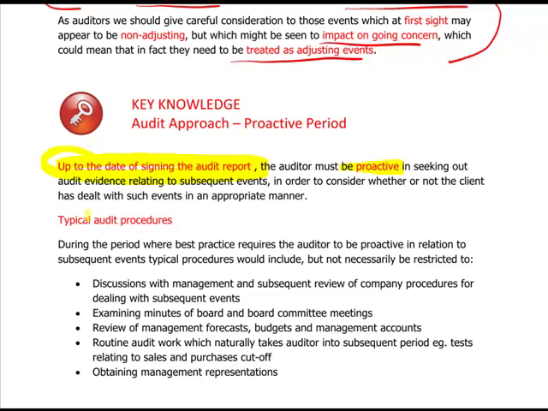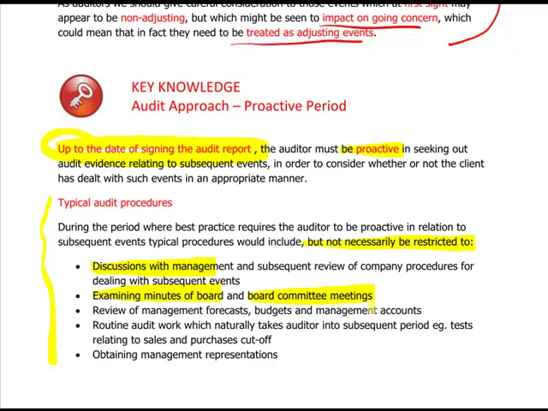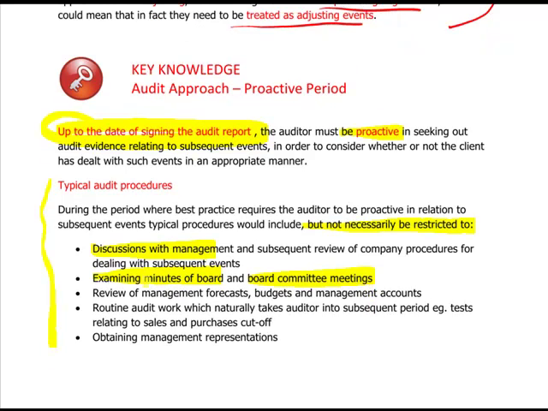Now, typical audit procedures are described here. So during the period where best practice requires the auditor to be proactive, what you need to do, but not necessarily restricted to, is discuss with management. That'll always be there. Examine minutes of any board meetings and committee meetings, which you always have to assume in an exam exist. They might not in reality, but forget what you've learnt in practice. Pretend that they do exist. You will always be able to review management forecasts, budgets and management accounts. Again, in reality they might not exist, but for the exam, pretend they do. Clearly, subsequent auditing testing, sales and cut-offs will help you establish what should have happened at the balance sheet. And finally, obtaining a management representation that they've told you everything they should have done.